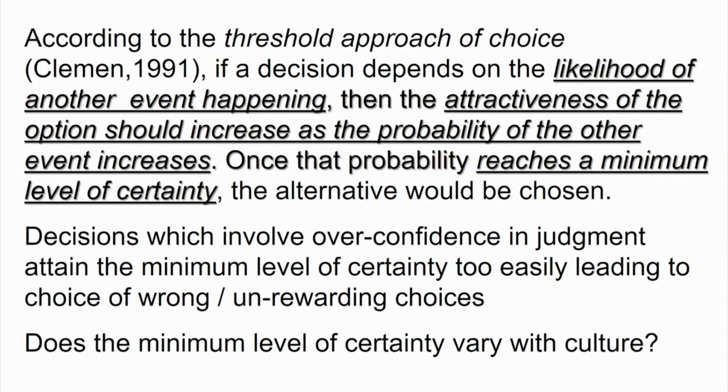Now, there is something called the threshold approach of choice. The thing to be remembered is that as the number of alternatives increases, the risk and uncertainty of failure also increase, or the risk and uncertainty in making decisions also increase. Now, there is a threshold theory of choice proposed by someone called Clemens, and what it says is, if a decision depends on the likelihood of an event happening, the attractiveness of the option should increase as the probability of the other event increases. So, what it really means is that if a particular decision depends on another event happening, and if the second event becomes more and more sure, then people will choose that option.